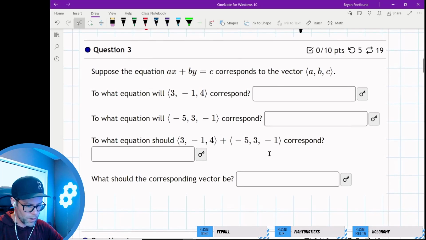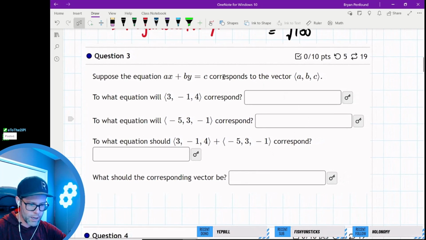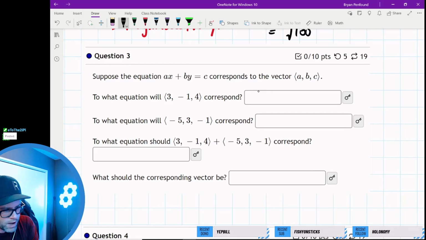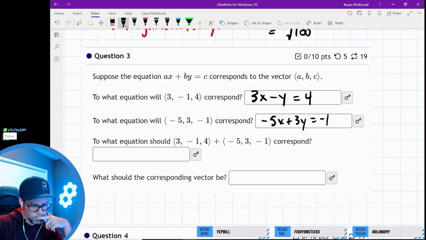Oh my gosh, what is question 3 asking? Suppose the equation ax plus by equals c corresponds to the vector a, b, c. To what equation will 3, negative 1, 4 correspond? I suppose that would be 3x minus y is equal to 4. Similarly, I guess this one would be negative 5x plus 3y is equal to negative 1. To what equation should this one correspond?